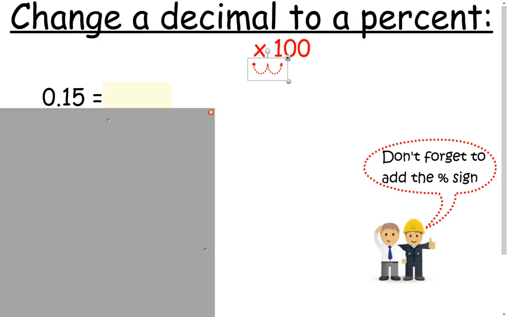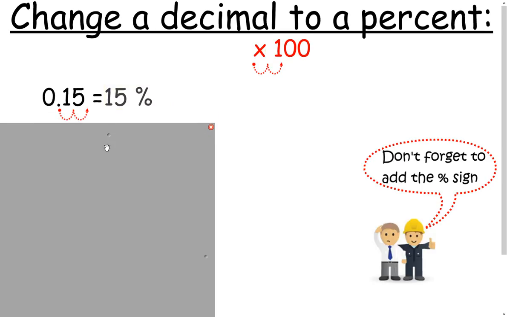Okay, let's change decimal to percent. We're going to do the exact opposite of what we did on the other page. We're going to multiply by 100 this time, or move the decimal place to the right 2. So 0.15, move the decimal place to the right 2. I get 15%. Don't forget to add that percent sign.